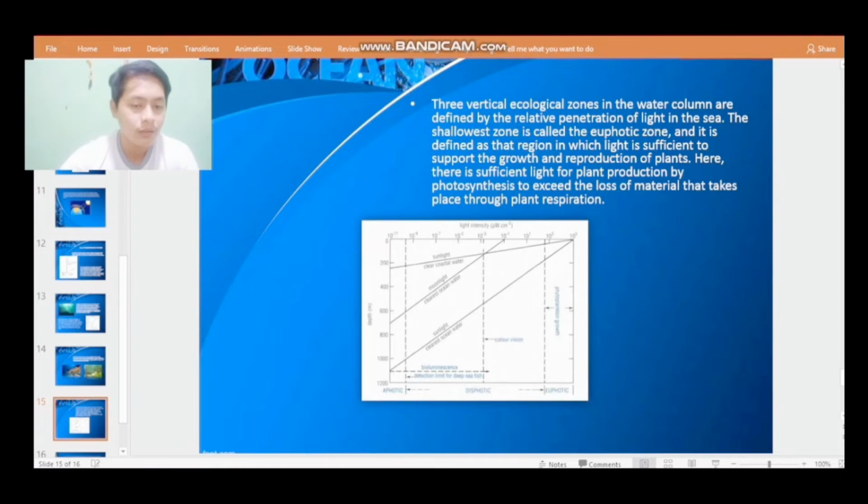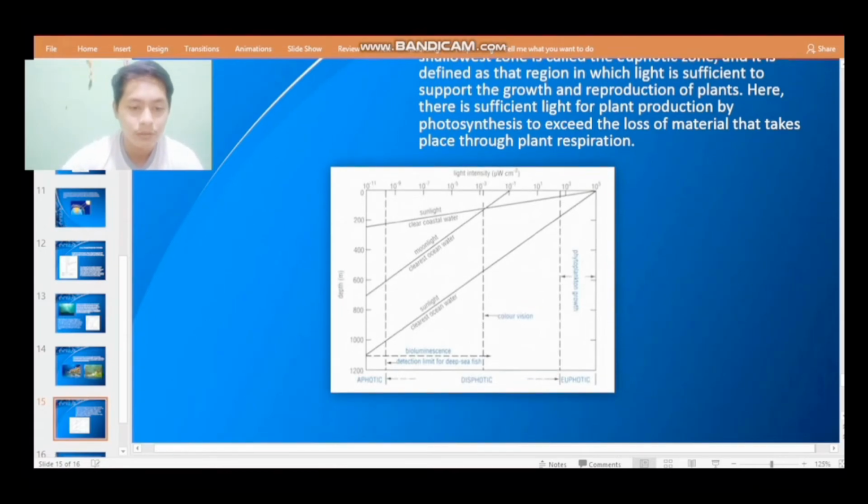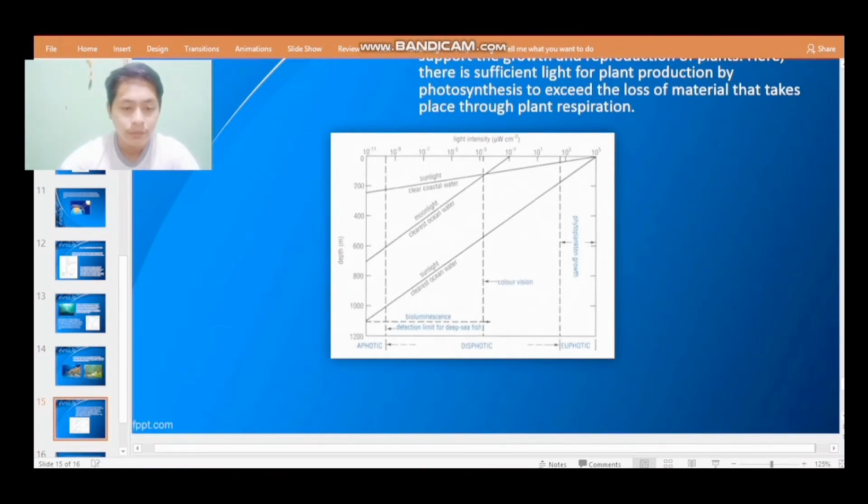Next, three vertical ecological zones in the water column are defined by the relative penetration of light in the sea. The shallowest zone is called the euphotic zone, and it is defined as that region in which light is sufficient to support the growth and reproduction of plants. Here, there is sufficient light for plant production by photosynthesis to exceed the loss of material that takes place through plant respiration. So in this graph, we see the vertical ecological zones established by light penetration in the sea.